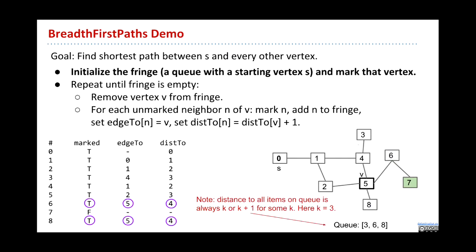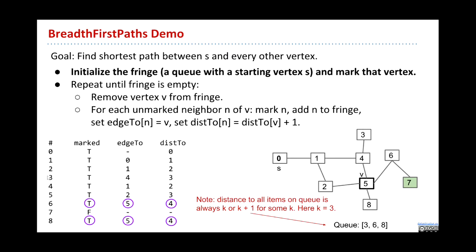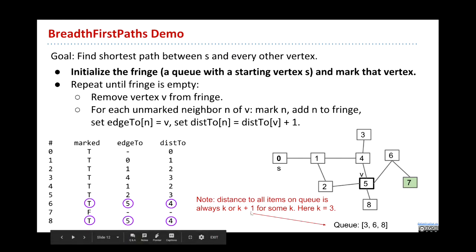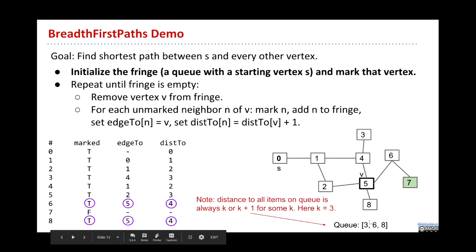And so now if you look at the queue, it has vertex number 3, which is what distance from the start? 3. And 6 and 8 are 4. And so there's an invariant with breadth first search, which is that the items on the queue are always either k or k plus 1 distance from the source for some k, and that k changes over time. So at this moment in time, the queue contains vertices of distance 3 and 4. And that's really important to why this is breadth first search. You're making sure that it will work because of this invariant. This is the reason that breadth first search works.